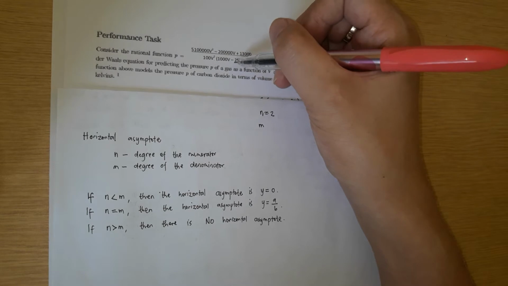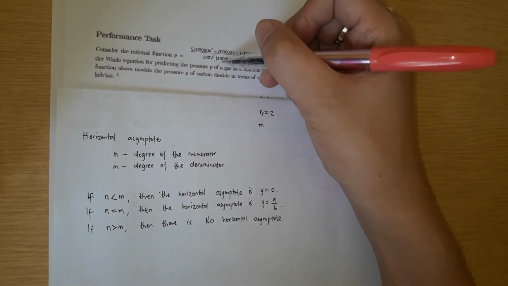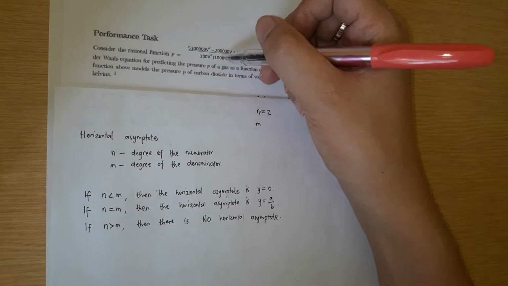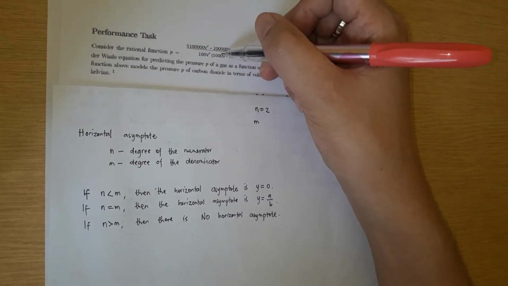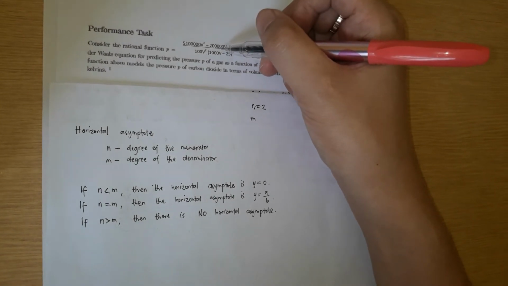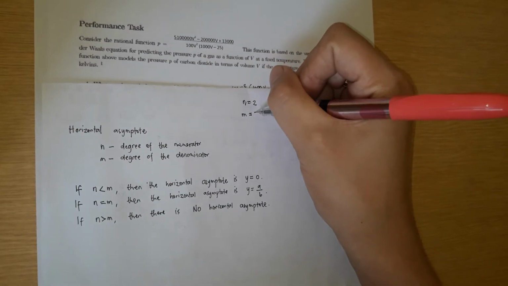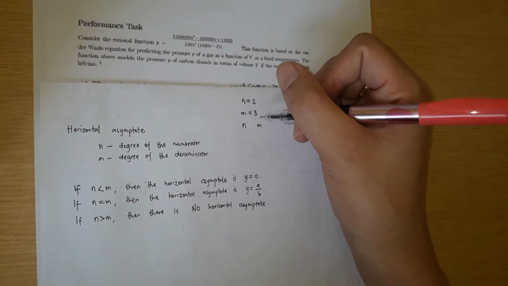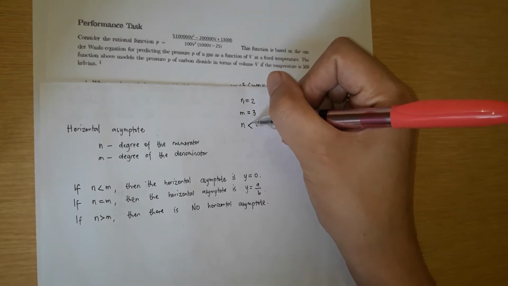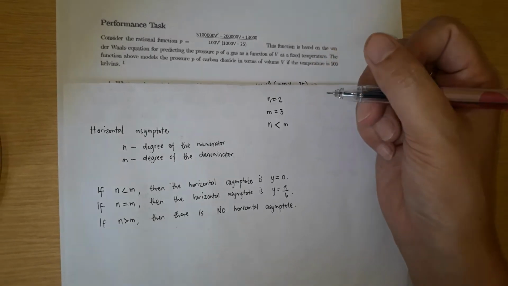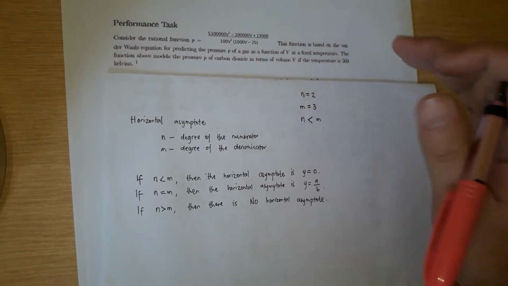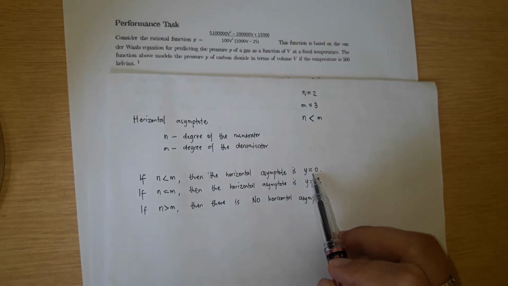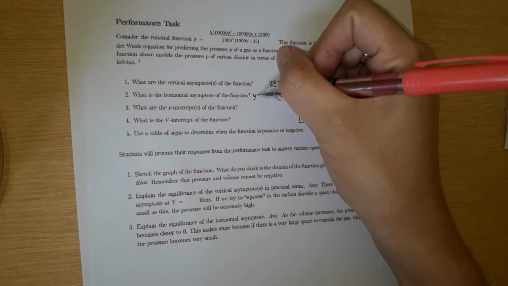As you could see, you're not going to answer 2 yet, because we still need to multiply. If you multiply 100 v squared by 1000 v, the answer is 100,000 v cubed. That means, because it is v cubed, m, the exponent in the denominator, is 3. So we're going to identify which is greater. m is greater, therefore the symbol is n less than m. What is the horizontal asymptote? When n is less than m, then the horizontal asymptote is y equals 0.